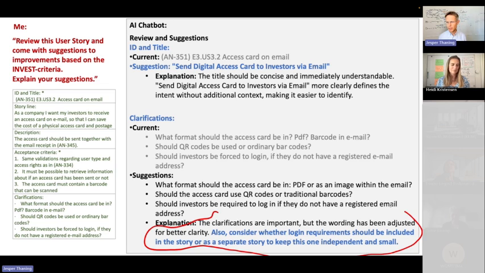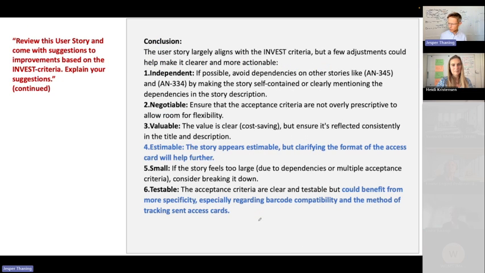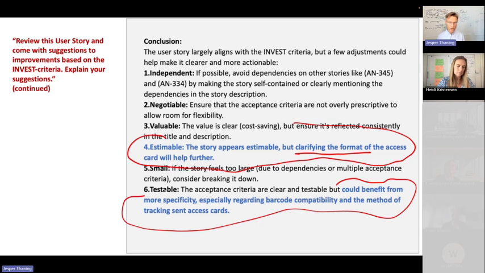It said something about perhaps it's too big. You could actually put it into a separate story with the login requirements. So it's already beginning to see that this is actually a larger user story. It's not that small. Other things that it also suggested here: in terms of the estimate, we can see that if we clarify the format of the access card, it would probably help the team to give a clearer estimate. And testable? Well, what about how we're tracking sent access cards?